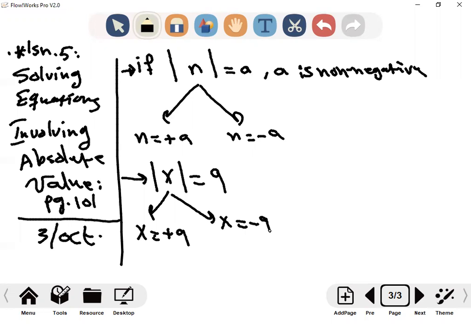Check. The absolute value is positive. With the negative outside, it will be negative positive. Negative positive is what? Negative positive is positive. Thank you. Let's do example 1.